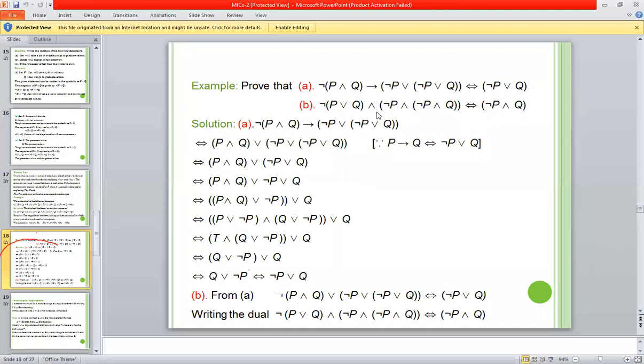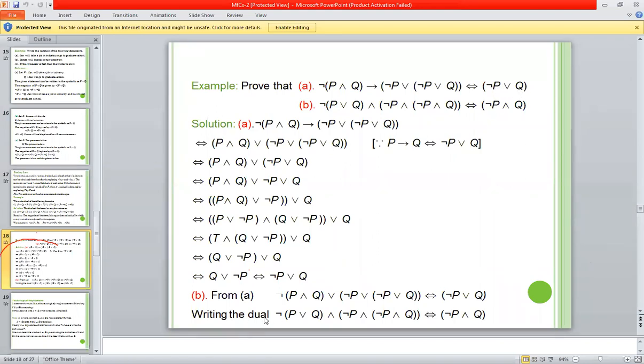So second one, from A, from the first formula we derive the second formula. From A, negation of P and Q, implication. In place of implication, we write R. From the given statement, negation P and Q implication negation P or Q, in place of the given formula, which is equivalent to P implication Q, negation P or Q. So negation P and Q, or in place of Q, negation P or negation P or Q, which is equivalent to negation P or Q.